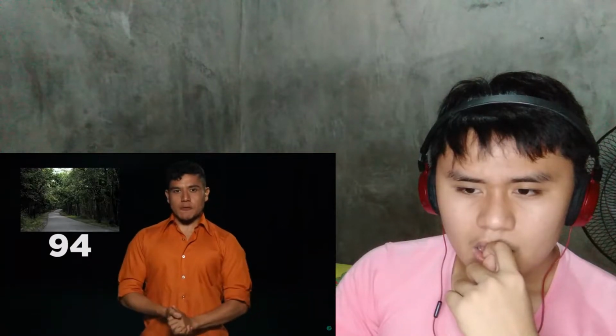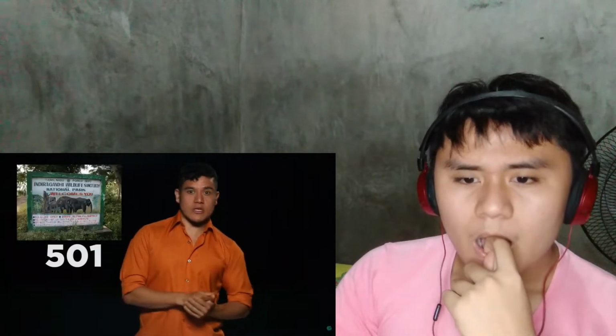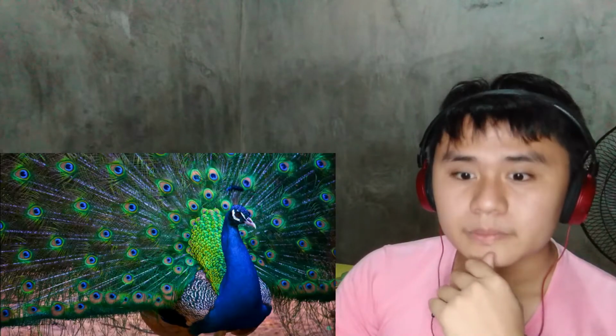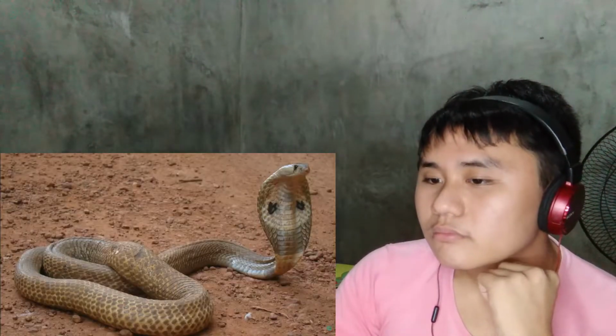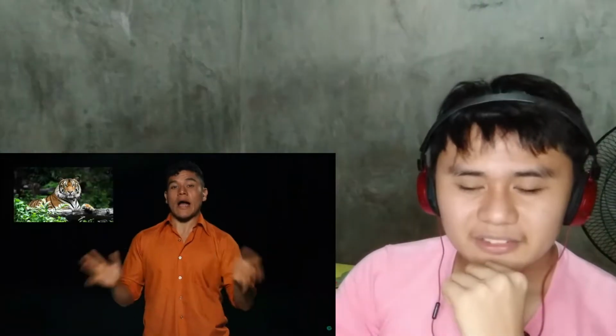There are 94 national parks and 501 animal sanctuaries across the country where you can find some of the national animals like the peacock, the Ganges River dolphin, the king cobra, the Indian elephant, and the highest population of Bengal tigers in the world, which are all highly protected.